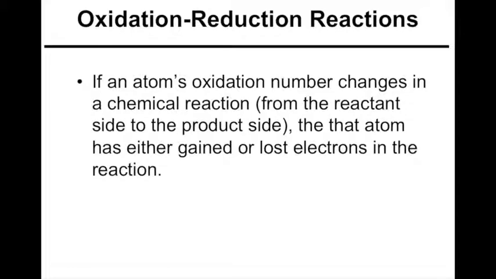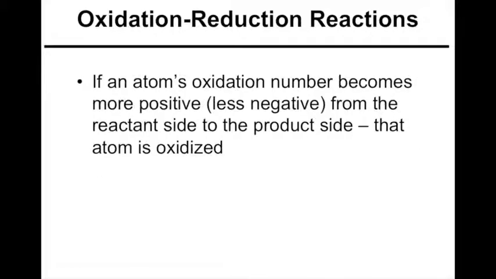So we assign an oxidation number to each atom in a chemical reaction, and then we look at the products and reactants and see if the atom's oxidation number changed. If the atom's oxidation number changed when it was in the reactant side versus the product side, then we know that that atom had to have gained or lost electrons, and we know that a redox reaction occurred. Furthermore, if an atom's oxidation number becomes more positive or less negative from the reactant side to the product side, then that atom is oxidized.